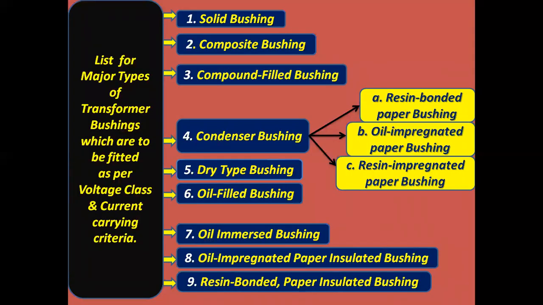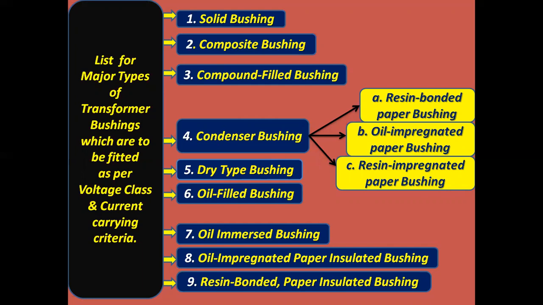Now, the list of major types of transformer bushings which are to be fitted as per voltage class and current carrying criteria. 1. Solid bushing. 2. Composite bushing. 3. Compound filled bushing. 4. Condenser bushing. This is also of 3 types: A, resin bonded paper bushing; B, oil impregnated paper bushing; and C, resin impregnated paper bushing.